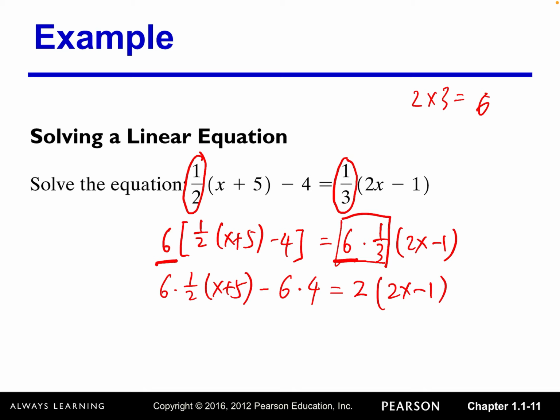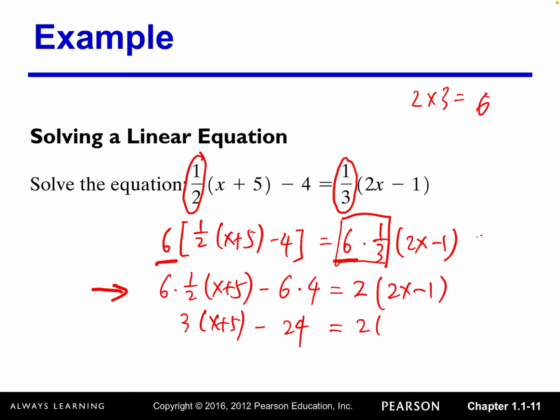So by multiplying both sides by 6, I eliminate the denominators. This is the new equation I got. I don't have any denominator anymore, right? That's the goal, why we want to multiply by 6 on both sides of the equation. And then further simplify, 6 times 1/2, that's a 3, right? 3 times x plus 5 in the parentheses, minus 6 times 4, that's 24.